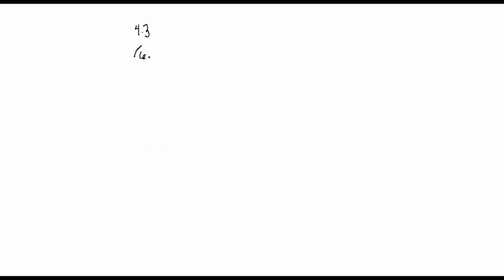So part A is to find f prime and f double prime. So we have f of x is equal to x cubed minus 3x squared. I'm just going to go ahead and find f prime, and let's find f double prime right now. So f prime is going to be 3x squared minus 6x, and f double prime is going to be 6x minus 6.